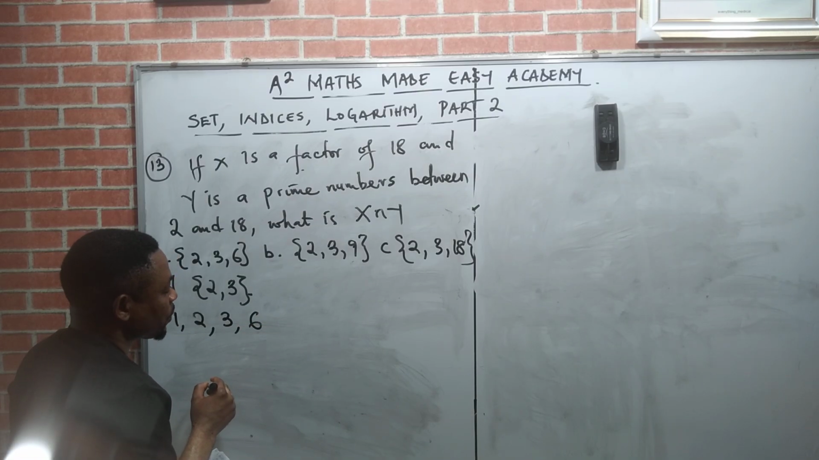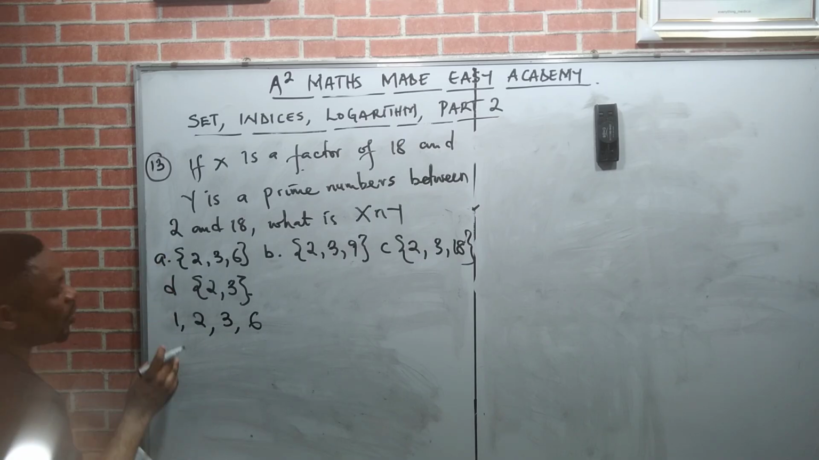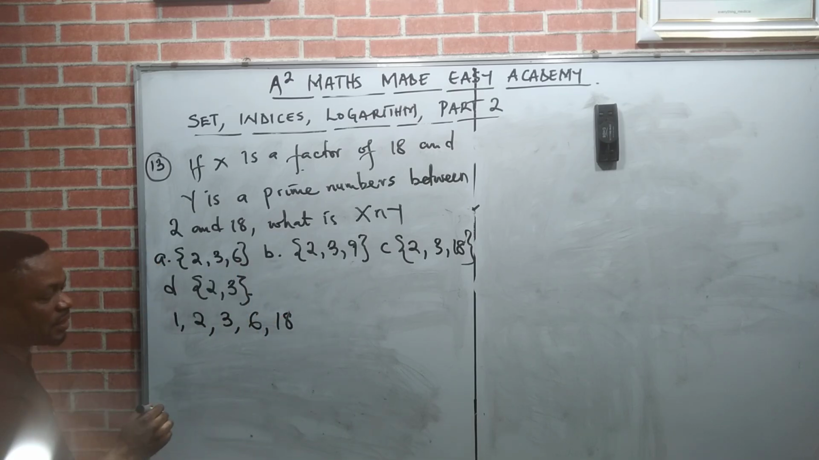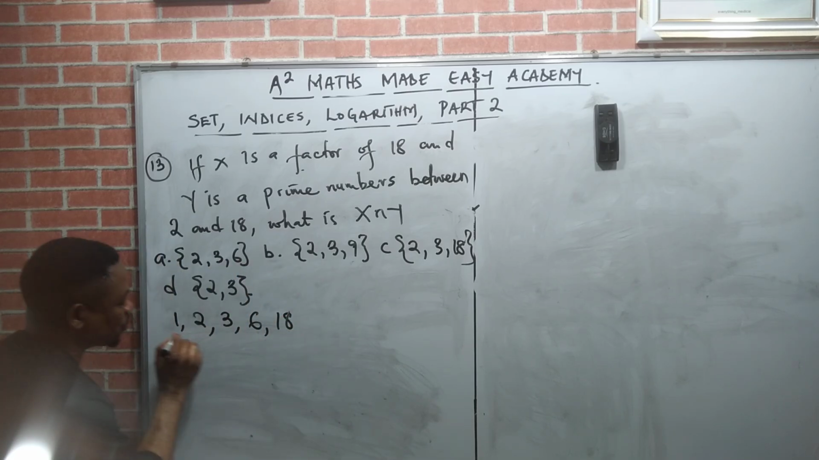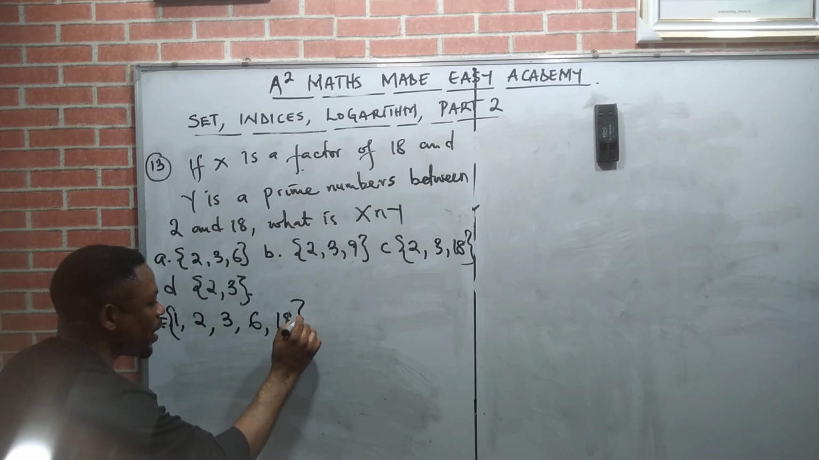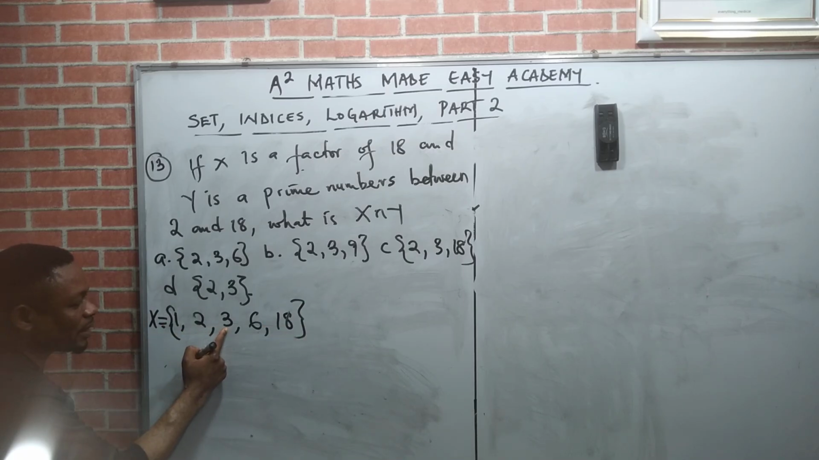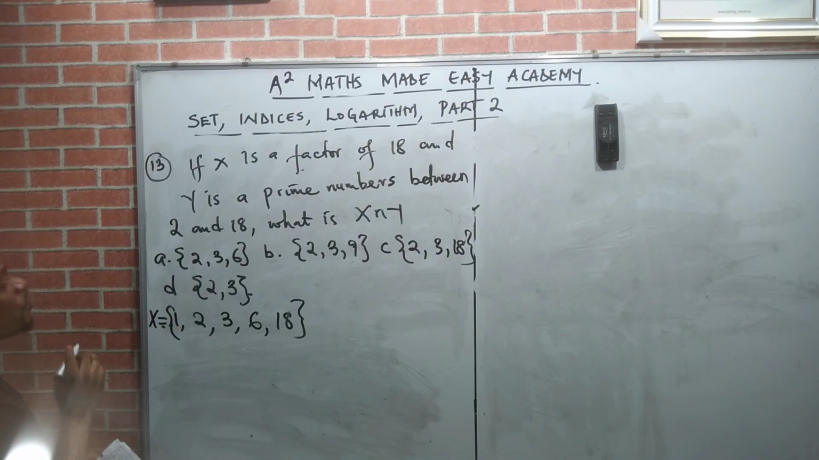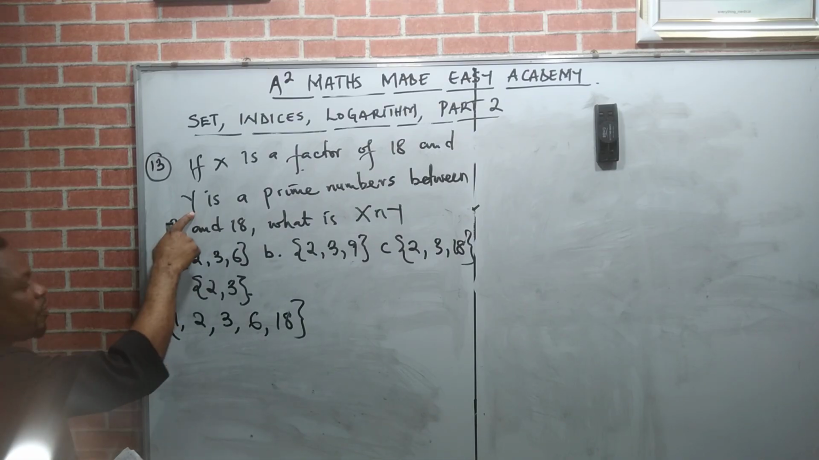Are you with me now? Can you see that now? The only numbers that we have here are 1, 2, 3, 6, and itself, which is 18. This is what we call the factors of 18. So the values of set x are 1, 2, 3, 6, and 18. Are you there now? Now, if we have exhausted that one, we now move to set y.